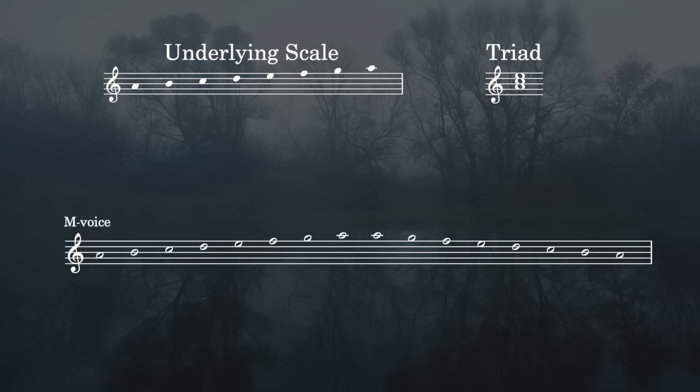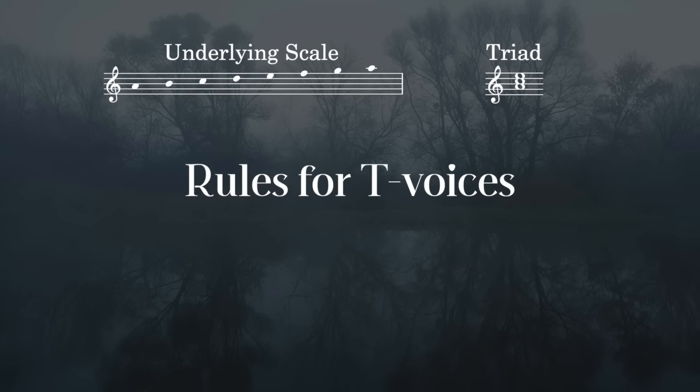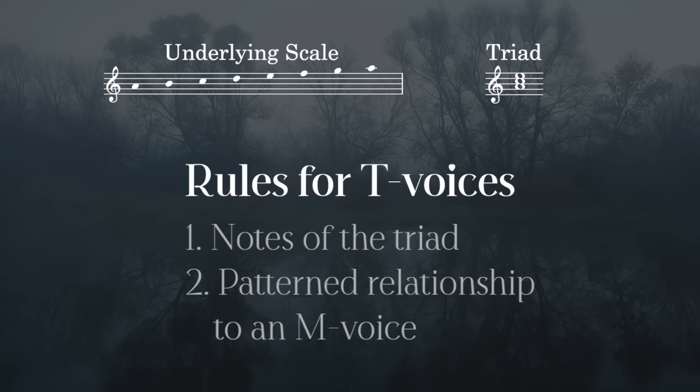A T voice essentially has two rules. You may only use notes of our tonic triad, and those notes should relate to an M voice in some patterned way. Since I've picked A minor, our T voice will then only use the pitches A, C, or E.